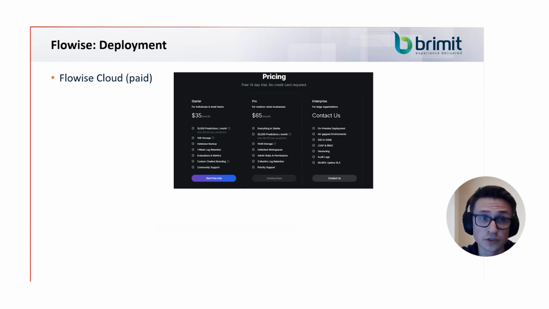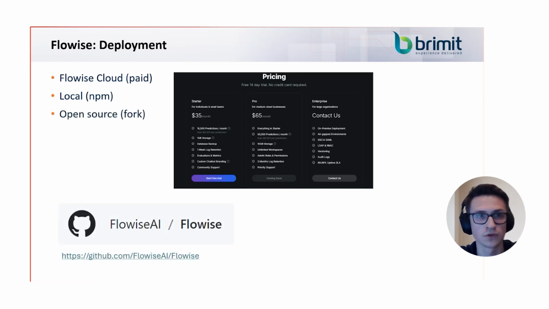Now we can talk about deployment options available with Flowise. You can choose cloud directly from Flowise, but it's always paid. Also, you can run it locally, just using npm, the node package manager. And Flowise itself is an open source framework. If you see that you need some extensions and you're able to add those extensions by yourself, you can easily fork it and make any changes required.